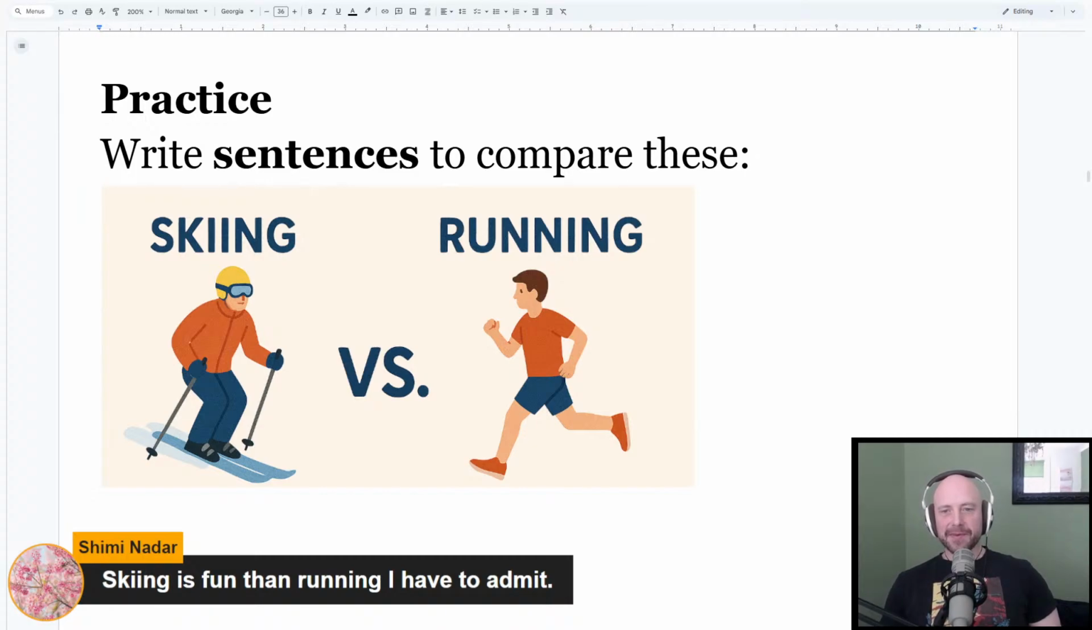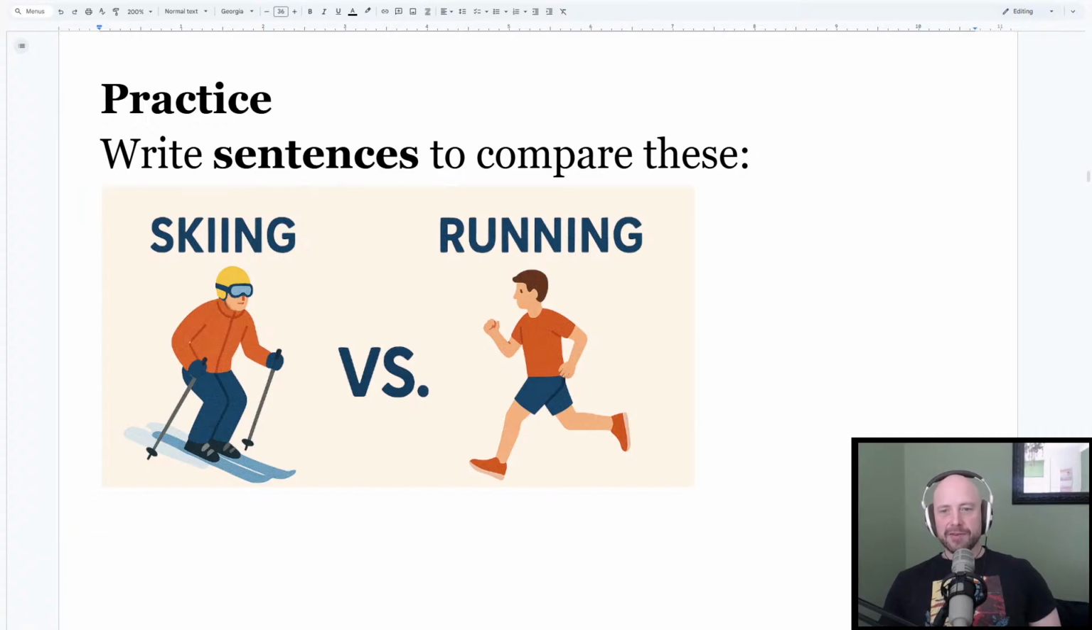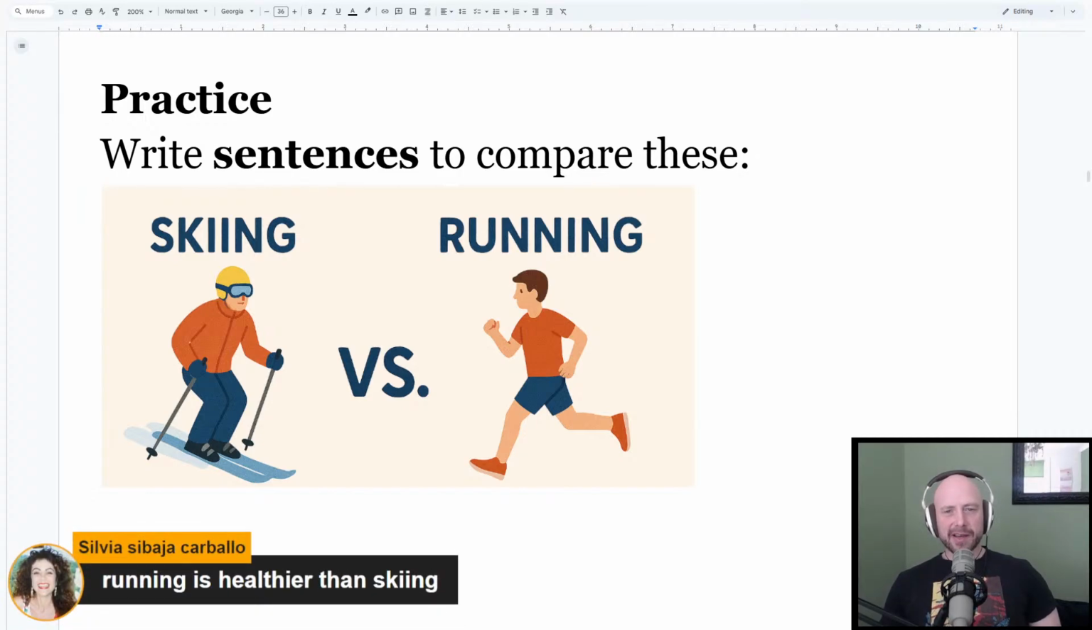I have to admit, I like that. That sounds good. Running is healthier than skiing. I don't know about that. But maybe. People have all sorts of opinions about this.